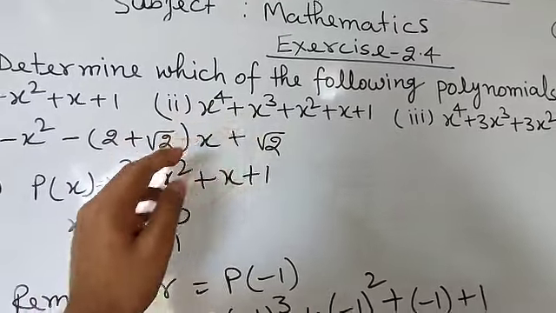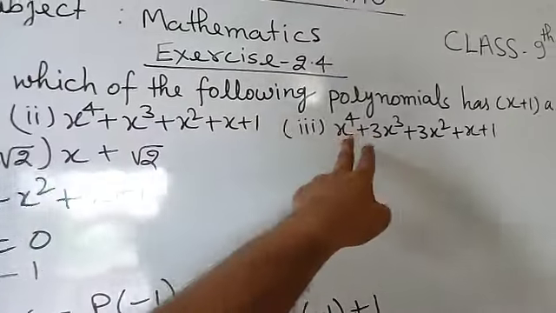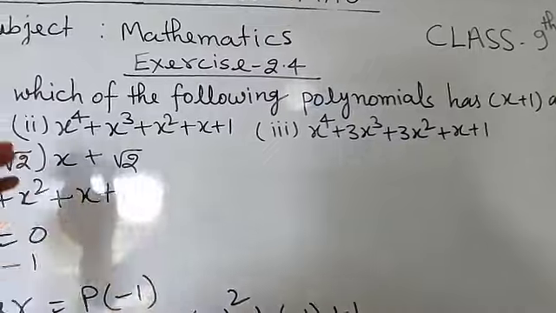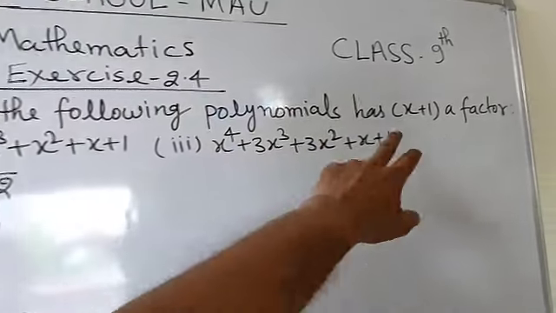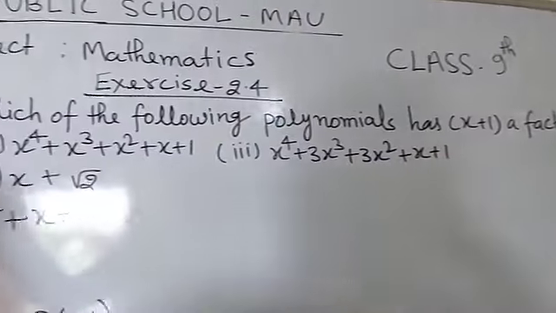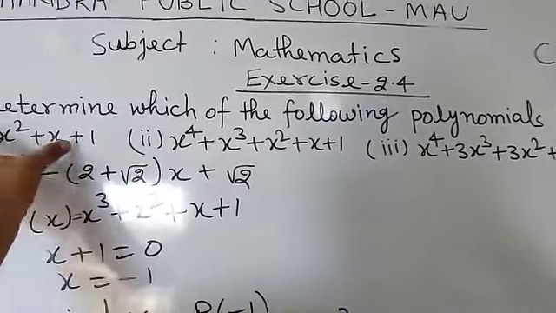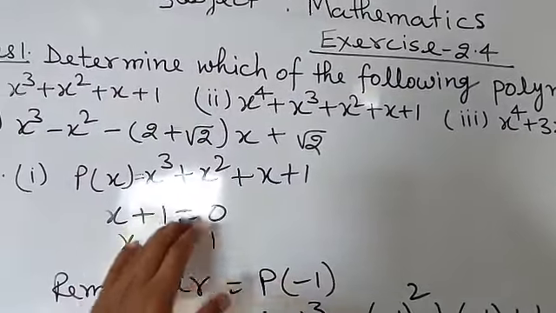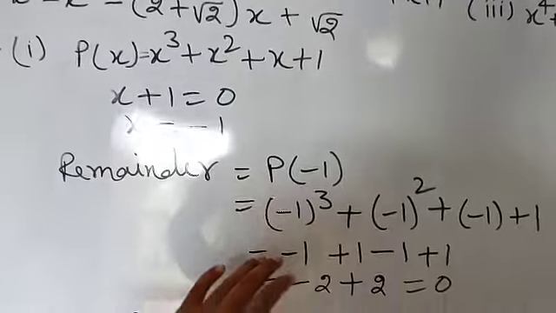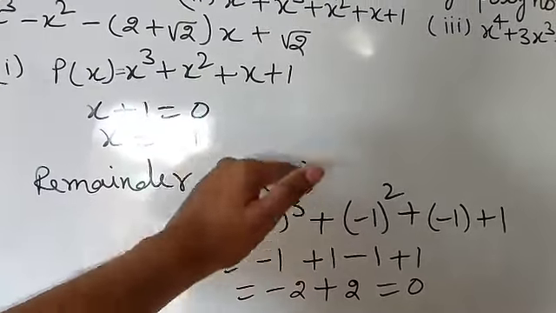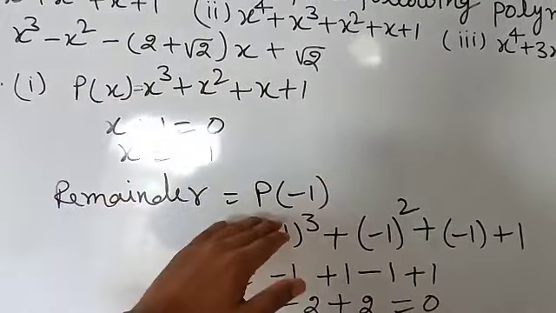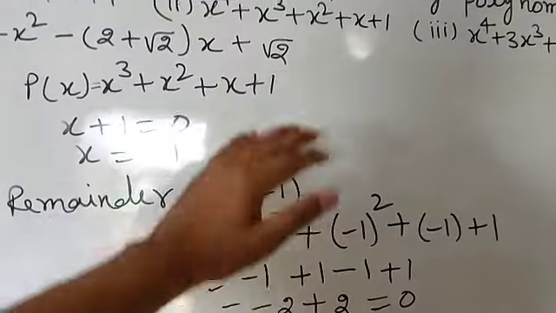Again, x will be replaced by minus 1 in the second, x will be replaced by minus 1 in the third. For each and every polynomial you need to check whether x plus 1 is a factor of these polynomials or not. So I have checked for the first. Here x plus 1 equal to 0, then x equal to minus 1, and minus 1 is going to be used at the place of x in the given polynomial.